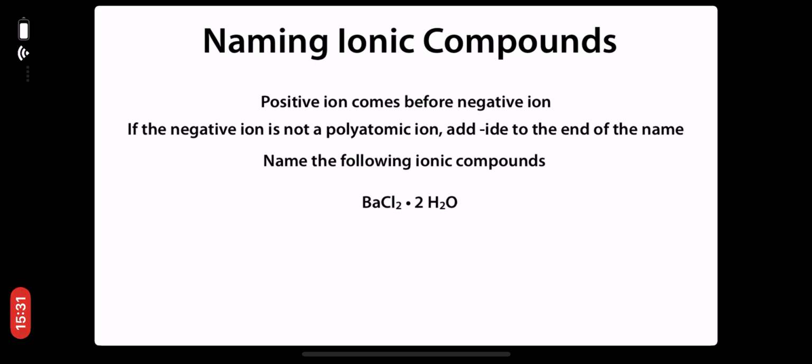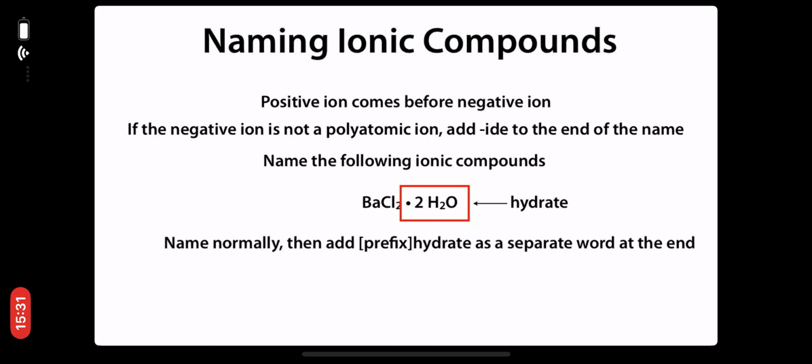Next we have BaCl2 dot 2H2O. What is that dot 2H2O? When we see this dot 2H2O, this is called a hydrate. What this means is that this compound contains 2 molecules of water. So how do we name compounds that contain water? Or how do we name hydrate compounds?